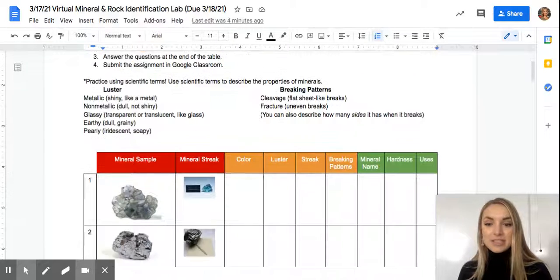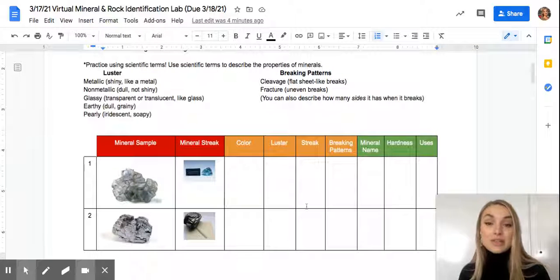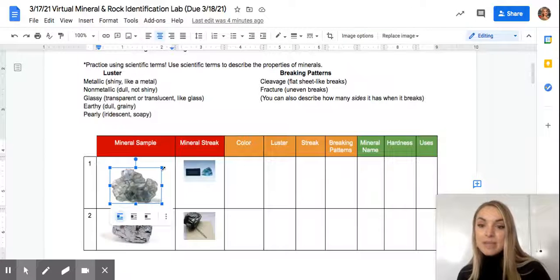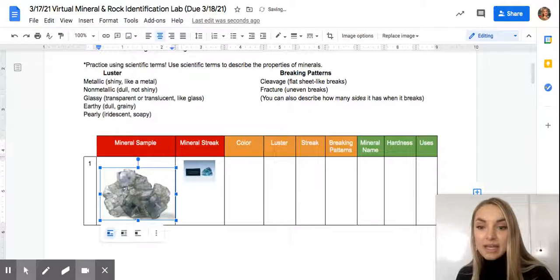Let's go through an example together. We'll work through the first one. So then you actually only have to identify 10 minerals. So here's my first picture. If I can't see the picture very well, I can definitely click on it and make it bigger so that I can take a better look at it.